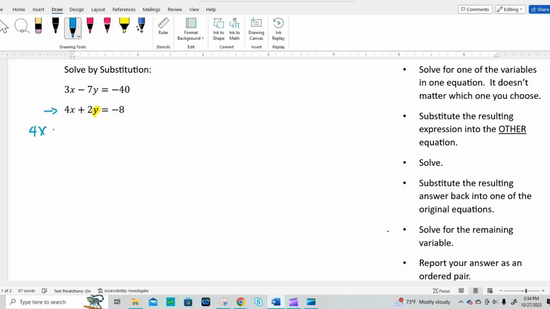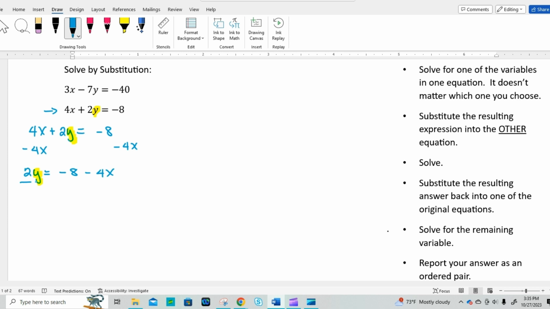So 4x plus 2y is equal to negative 8. And my goal is to isolate the y. So the first thing that I have to do is move the 4x over to the other side. So I'm going to subtract 4x, and I will get 2y is equal to negative 8 minus 4x.